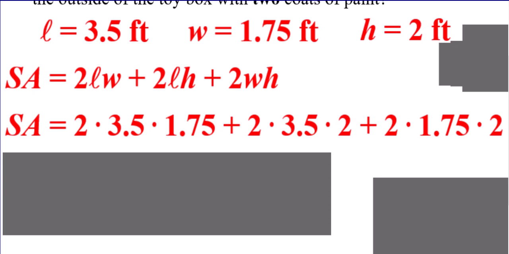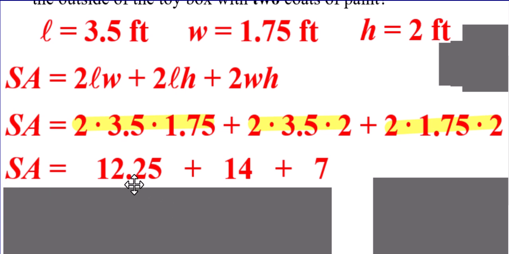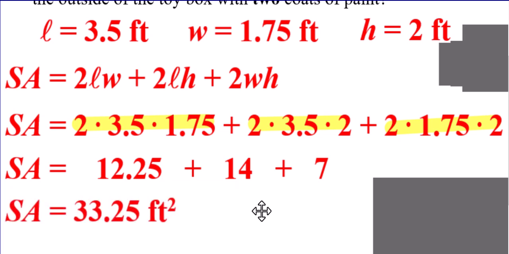I mean, you could try to type the entire thing in at one shot if you want, but I'm going to do this piece separately, and then this piece separately, and then this piece separately, because order of operations, you multiply before you add. Here we go. This is going to give me 12.25 when I multiply these 3 numbers together. These 3 numbers multiplied gives me 14, and these 3 numbers multiplied gives me 7. Add them together, and I get a surface area of 33.25 square feet.